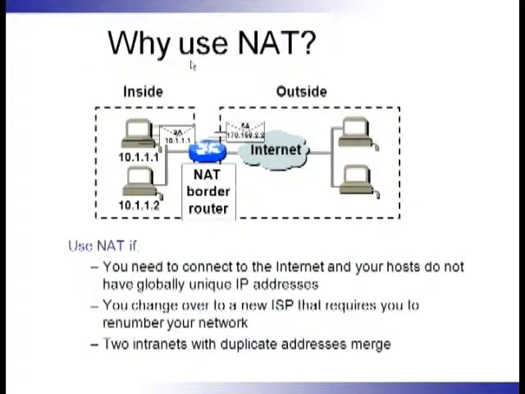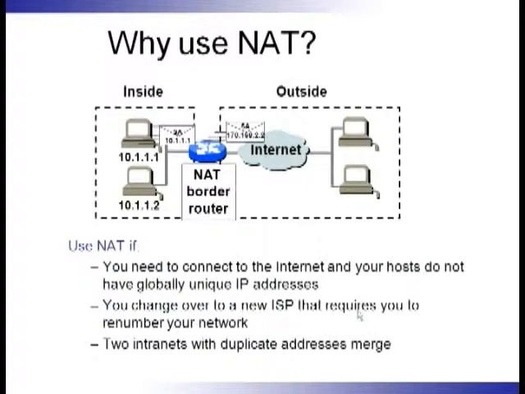So why use network address translation? Because we have inside private IP addresses and we want to get onto the internet. That's really what we need to do in these objectives for the CCNA. We need to configure a NAT border router to the internet. So we're going to use NAT if we need to connect to the internet and your hosts do not have globally unique IP addresses.